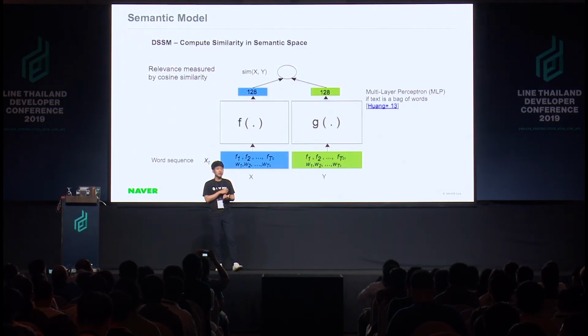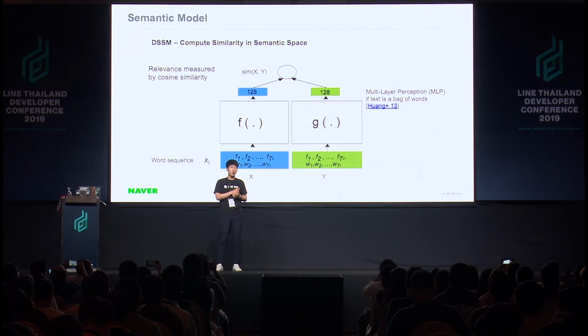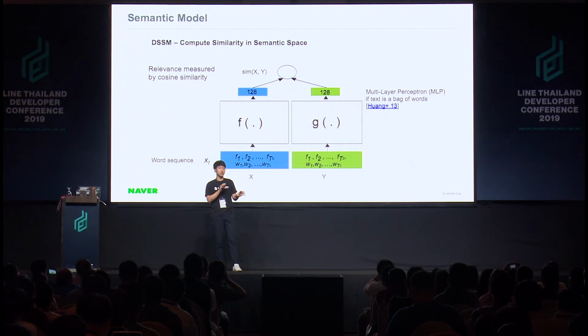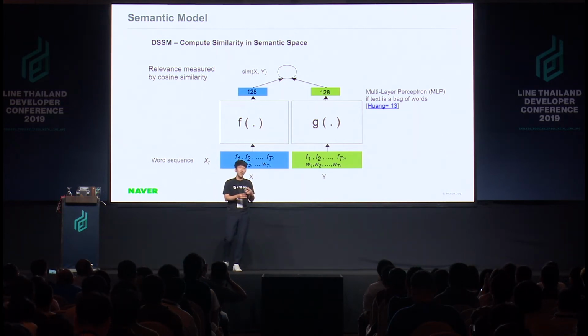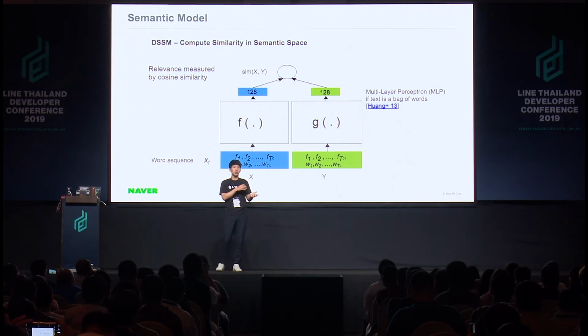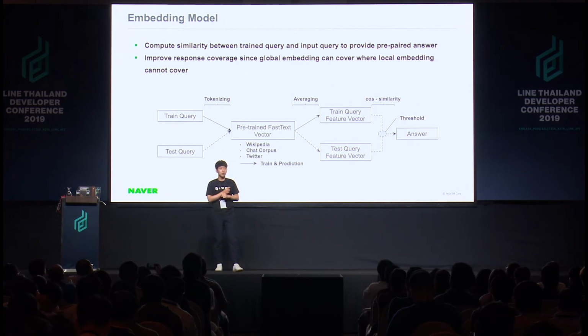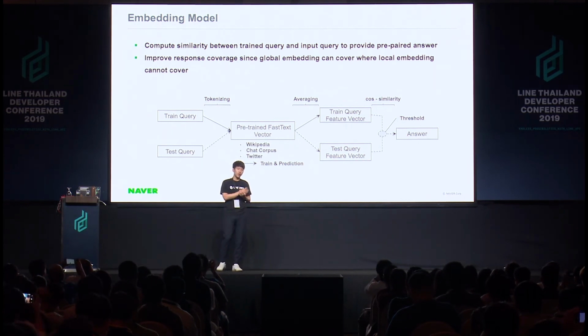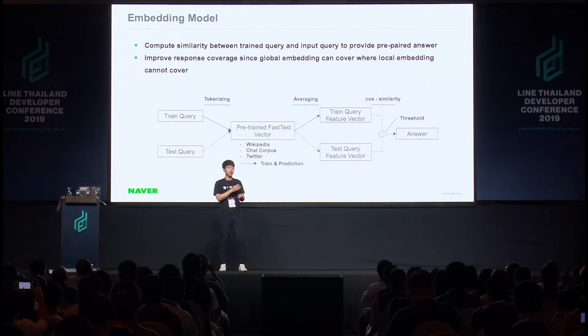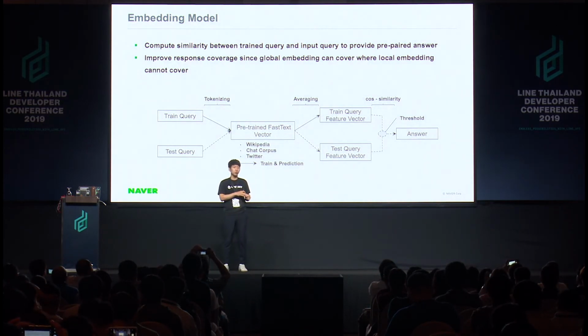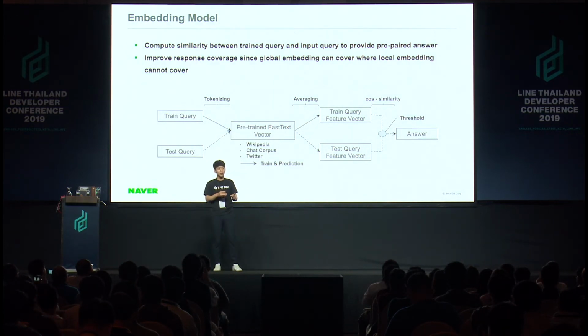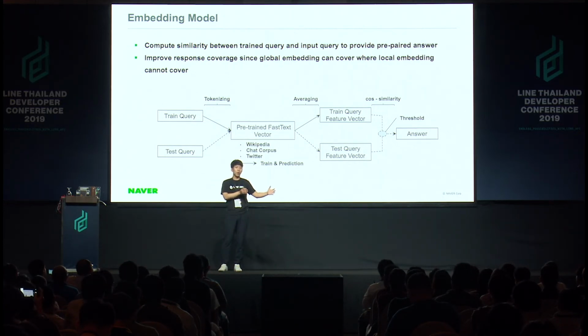And we also use DSSM, which is for the semantic models. This helps with query-to-query similarity, how similar queries are to each other, and then finds which scenario will be the proper scenario to give answers to the users. And also we use embedding models, which are pre-trained embedding models from fastText, which is from Facebook, and also the state-of-the-art pre-trained model from Google, which is BERT. We use all those pre-trained embeddings to find matches for a new query from those global vector representations.